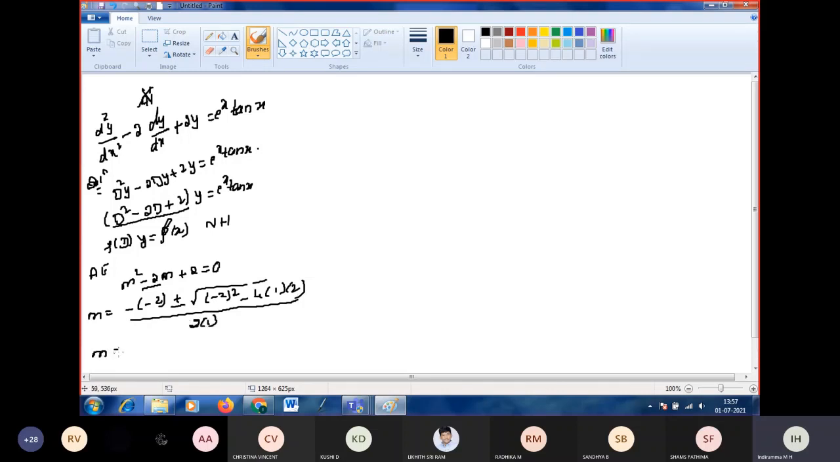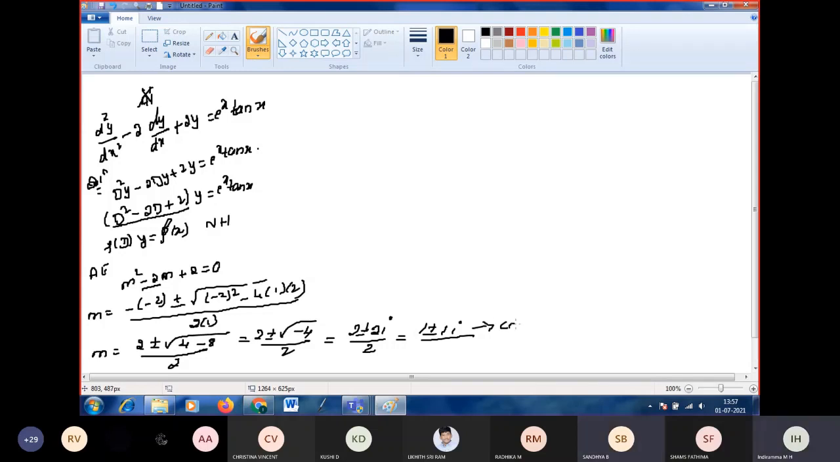So m is equal to minus into minus 2, that is 2, plus or minus root of minus 2 whole square, which is 4, minus 8, whole divided by 2. So that is 2 plus or minus root of minus 4 by 2. That is 2 plus or minus 2i. Is it 2i? Yes, ma'am. Take 2 common, we will get 1 plus or minus i, as 2 and 2 get cancelled. What is the nature of the roots? Complex roots.